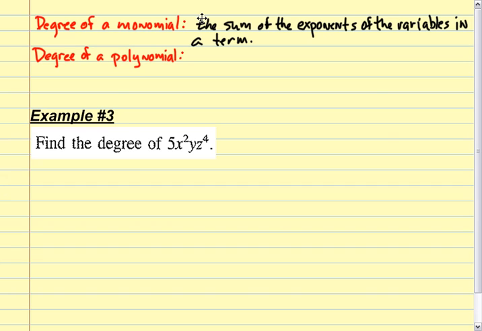Okay? For instance, well, let's do this. We're going to do the example, then I'll come back to the degree of polynomial, okay? Let me do the example first. This says, example 3 says, find the degree of 5x squared y z to the 4.